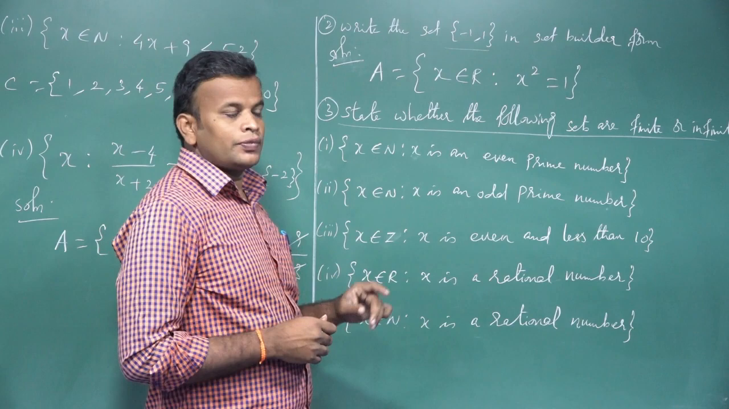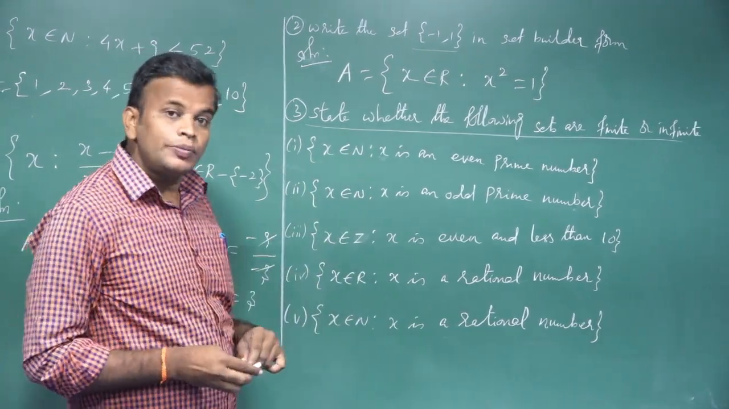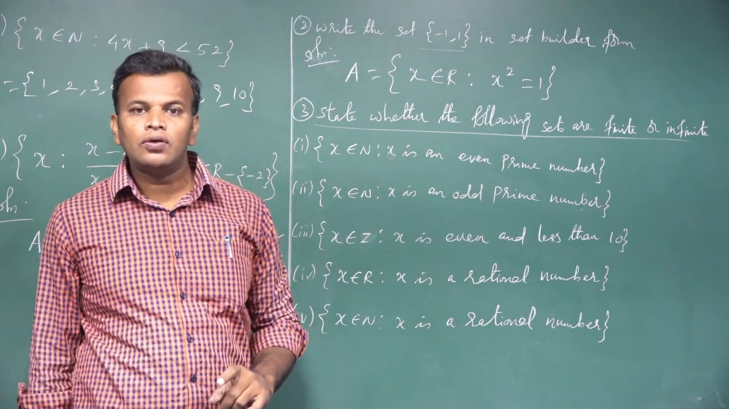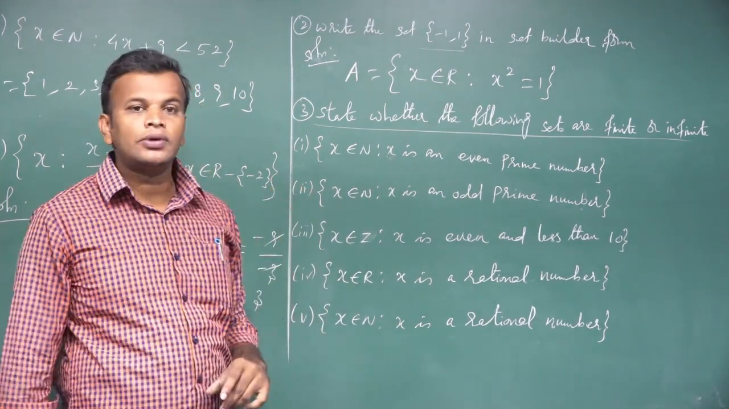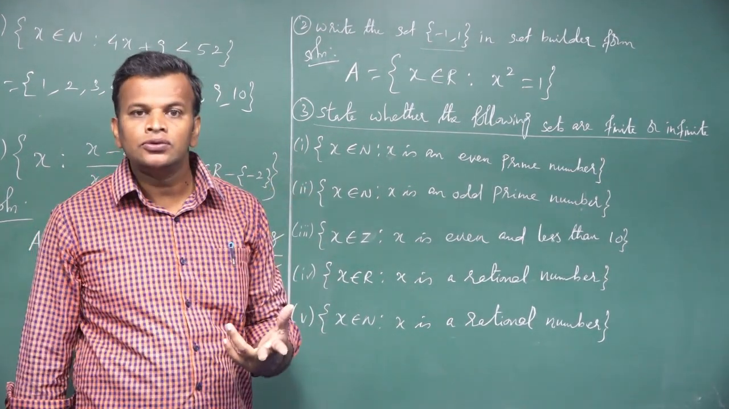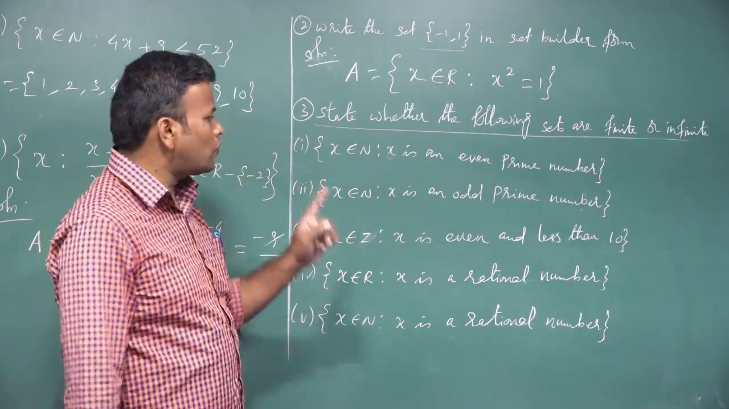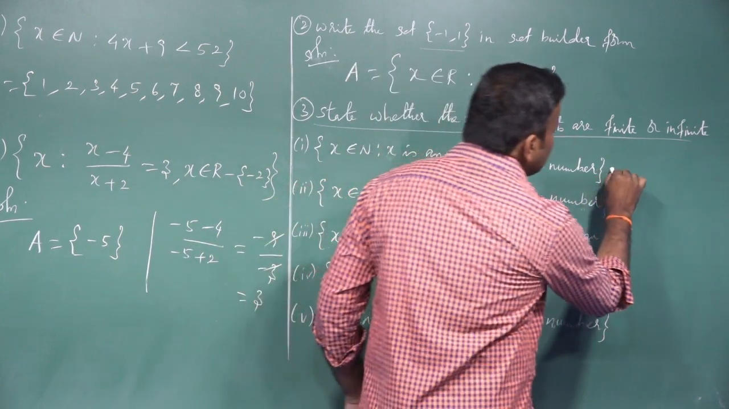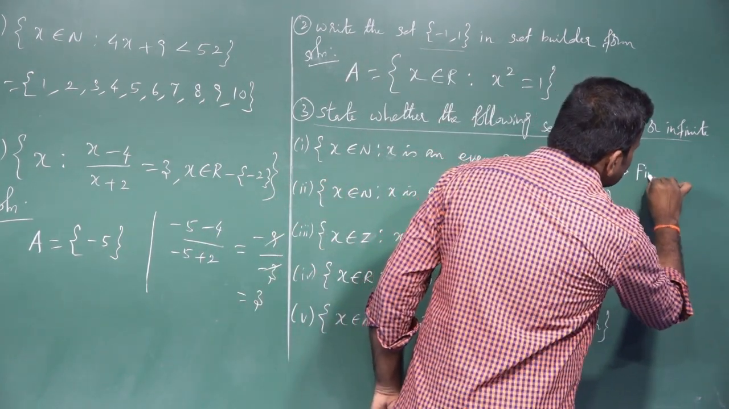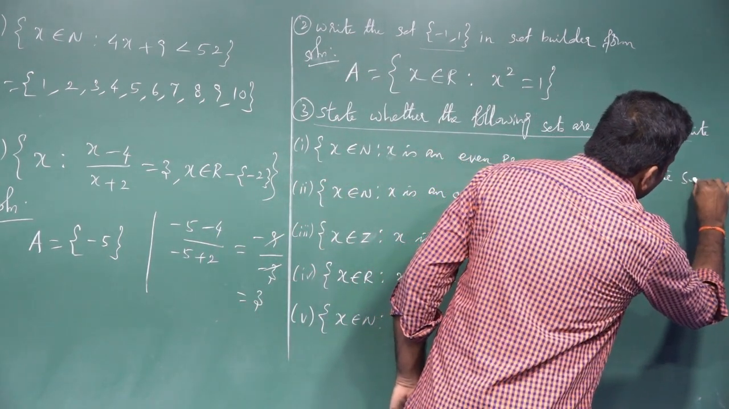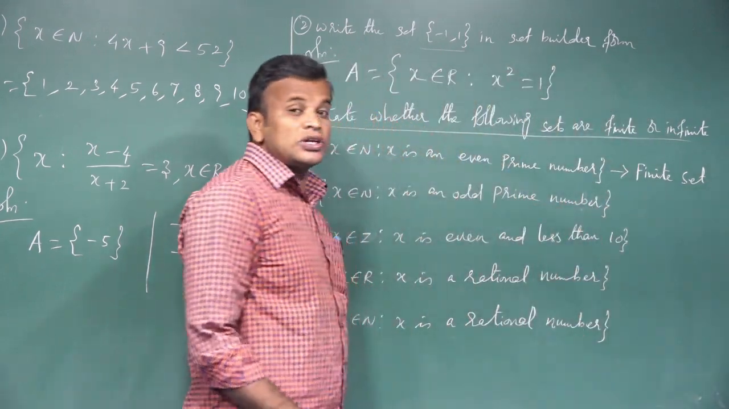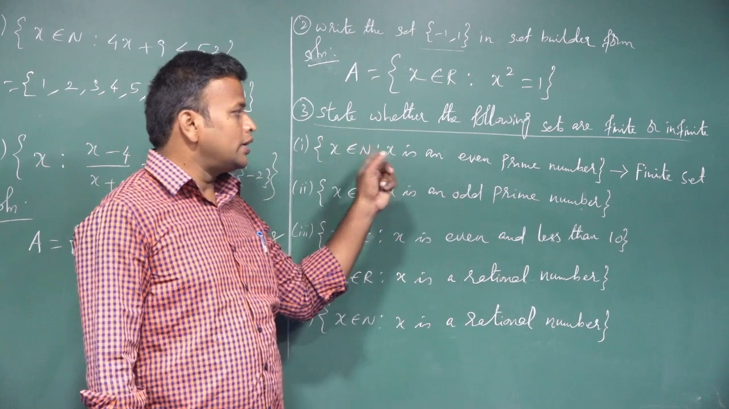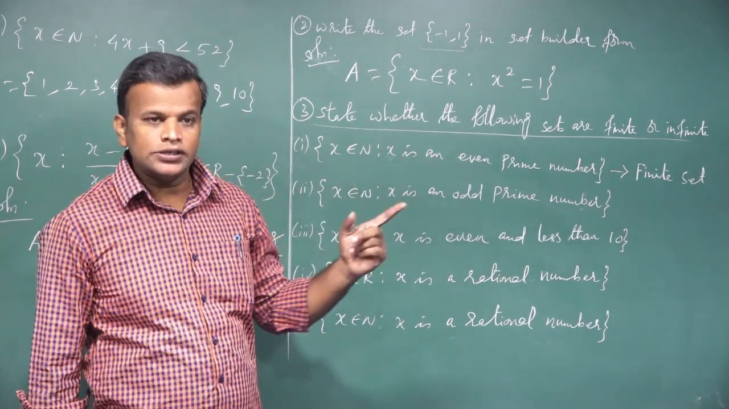The first one: x belongs to N, that means x is a natural number, and x is an even prime number. You know very well what the only even prime number is. That value is 2, so there is only one value. Therefore the set is a finite set, because it contains only one value. The value is 2. 2 is the only even prime number.